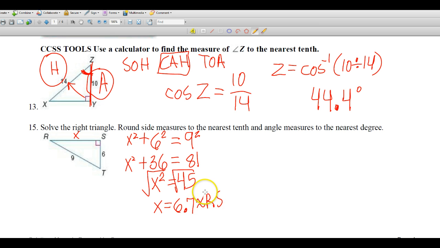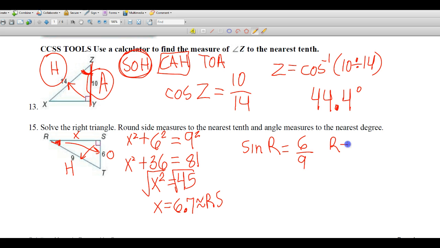Now, we also want to find our missing angle measures. So we'll start with R. And I don't want to use this approximation. I want to use these exact values that I already know. So opposite from R is 6, and the hypotenuse is 9. So the trig function that uses opposite and hypotenuse would be sine. So we would set this up as the sine of R is equal to our opposite side over our hypotenuse.